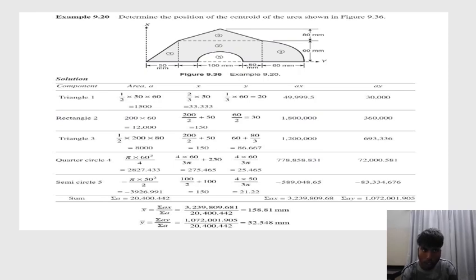So this is all about the example, the position of the centroid of the figure in the question. I hope you understand this problem.